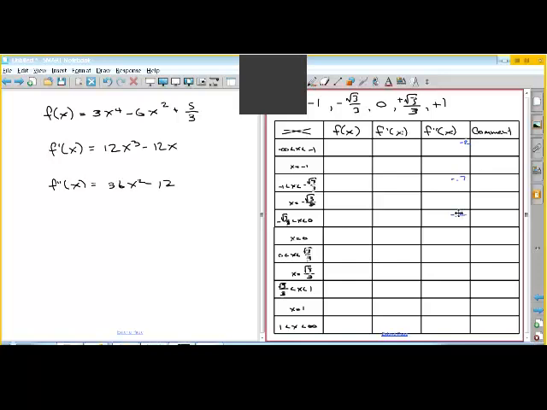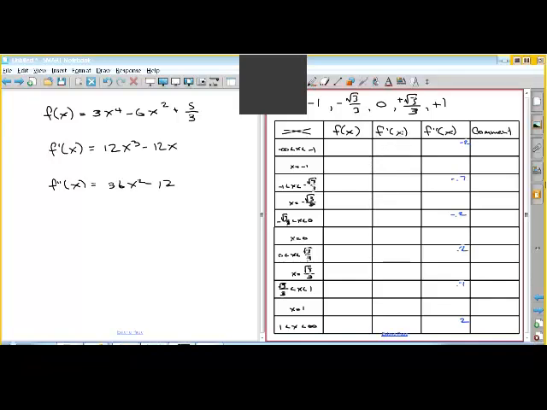Here I'll use -0.2, and then I can just do the same thing on the other side. So +0.2, +0.7, and +2. So those can be my test values at each one of those.